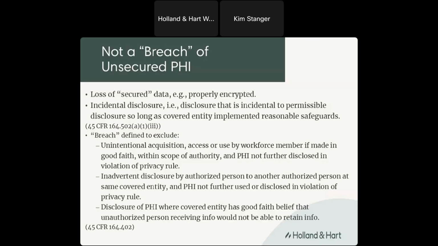Incidental disclosures are not considered breaches because they don't violate the privacy rule. What are incidental disclosures? Sometimes something just happens, no matter how many safeguards you put in place. If you do put in place reasonable safeguards and somebody just happens to see something or overhear something in the hallway, as long as you had reasonable safeguards in place, then that is an incidental disclosure and it's not reportable. It's not a violation of the privacy rule, therefore it's not a reportable breach.